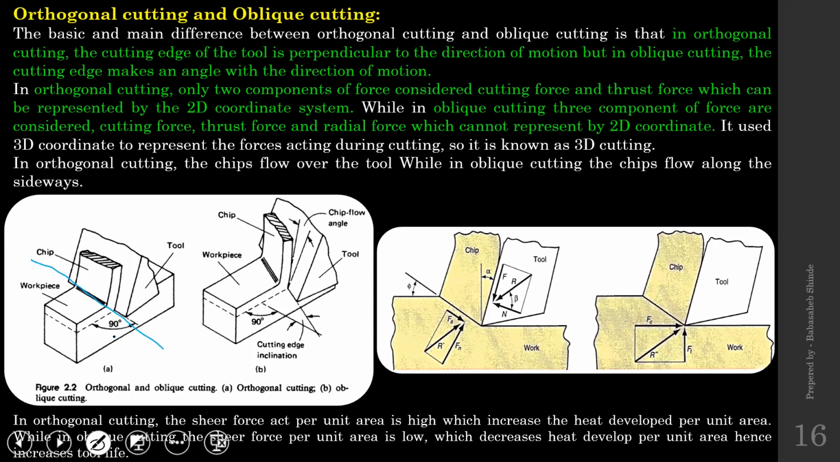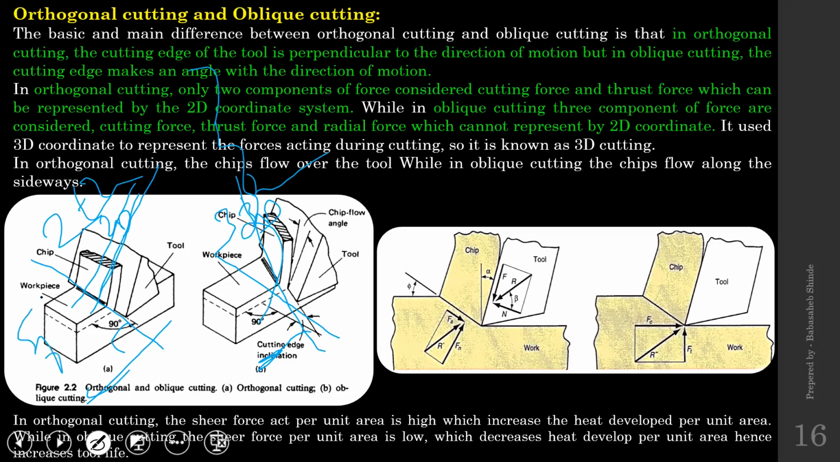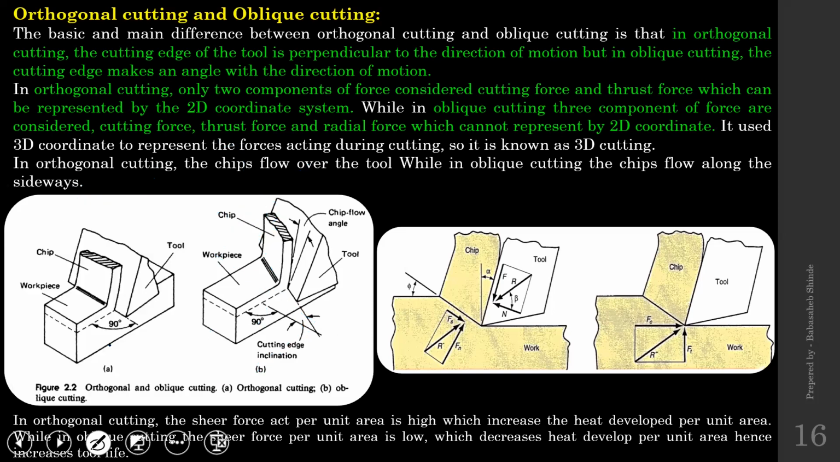The cutting edge orientation: perpendicular to the direction, inclined to the direction. Two forces, three forces. 2D system, 3D system. It is easy to analyze, it is difficult to analyze. The chips flow across the face, the chip flows sideways. And the last one, shear force is going to be more in case of orthogonal cutting, and shear force is going to be less in case of oblique cutting. So those are the differences that we need to consider.